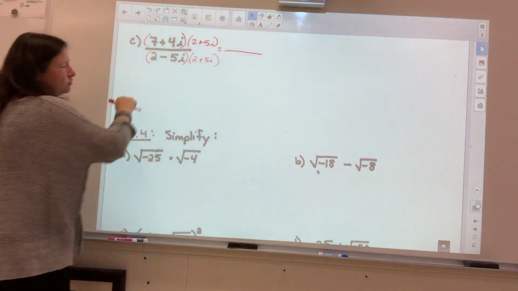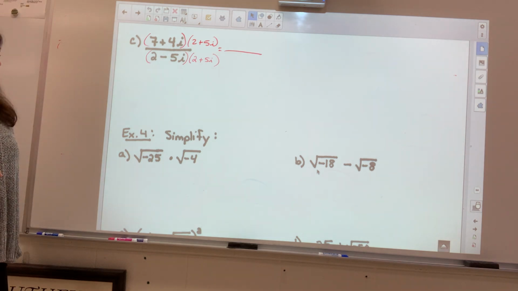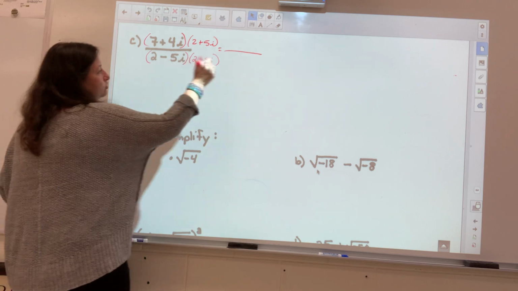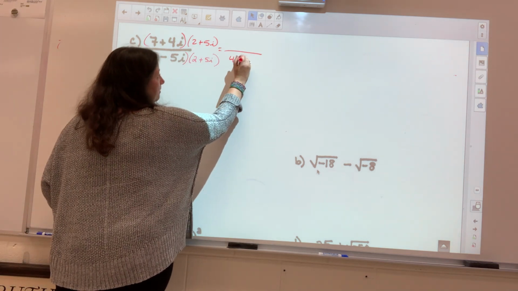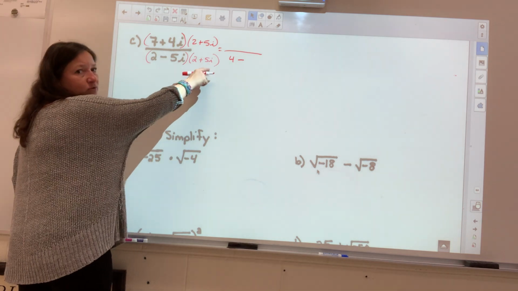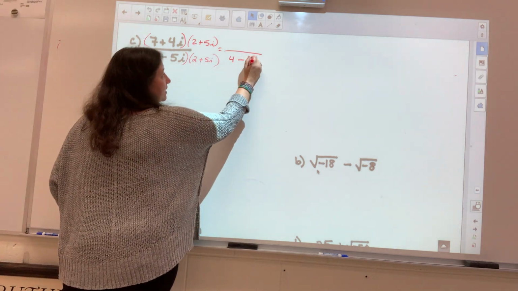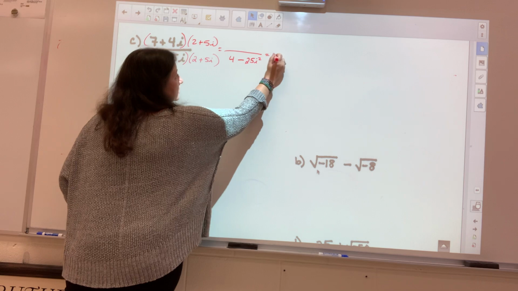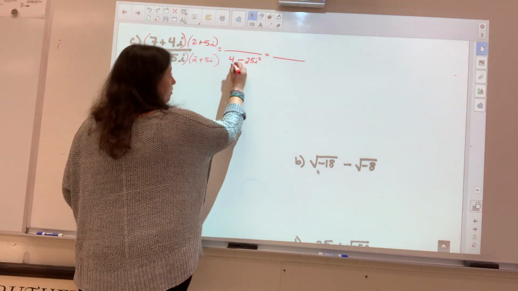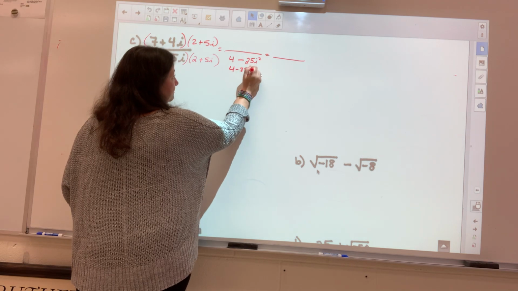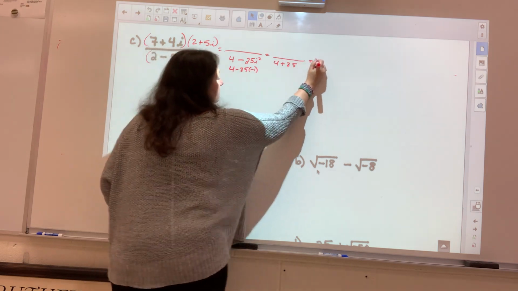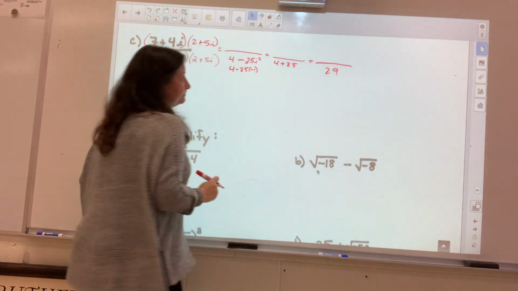What pattern do we see in the denominator? Difference of squares. What's my a? a is 2. So 2 squared is 4. Minus, what's my b? 5i. What happens when I square 5i? I get 25i squared. Let's finish the bottom. What's i squared make? Negative 1. So 4 minus 25 times negative 1. That's going to make 4 plus 25, which is 29 on the bottom.